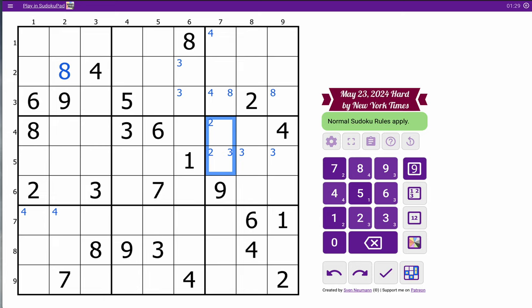I don't quite have a crossing on fours in box five, and the reason is this cell's seen twice. This cell's only seen once. So the digit four still has three places. I can't artificially limit it, though.